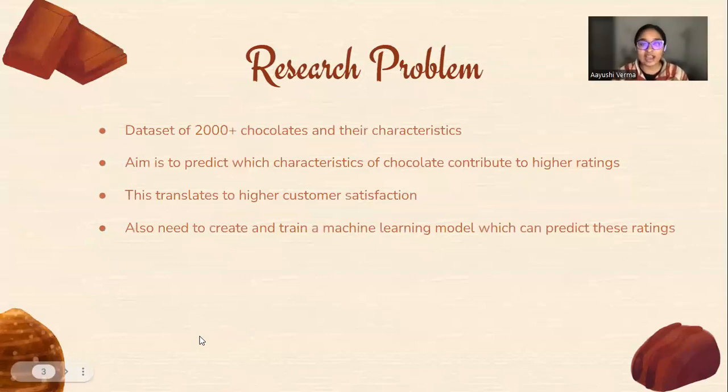Like Chandni just said, we have a data set of over 2,000 chocolates and their associated characteristics. The aim of our project is to predict which of those characteristics contribute to higher ratings. From a business perspective, the business owners would be most interested in knowing which characteristics of chocolate contribute to higher ratings, which in turn leads to higher customer satisfaction, which in turn leads to better business for the chocolate company. So we also created and trained a machine learning model which is able to predict these ratings for chocolates.